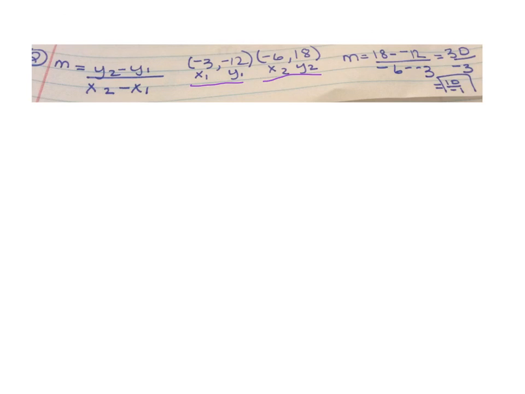When you do the integer rules and you add the opposite on top, that gives me 30. When I add the opposite on the bottom, that gives me negative 3. I have to reduce my answer to 10 over negative 1, or I would just take the answer of negative 10.